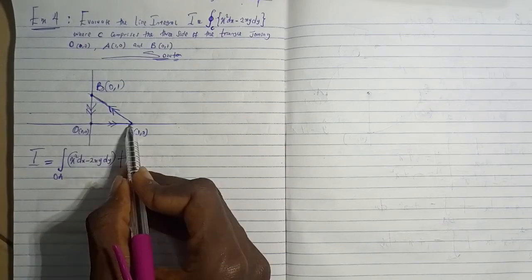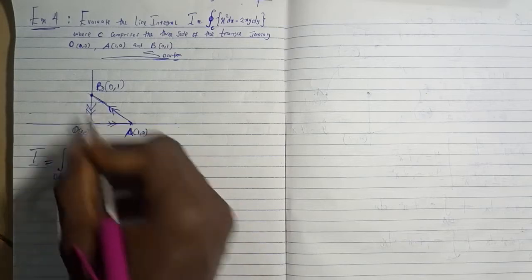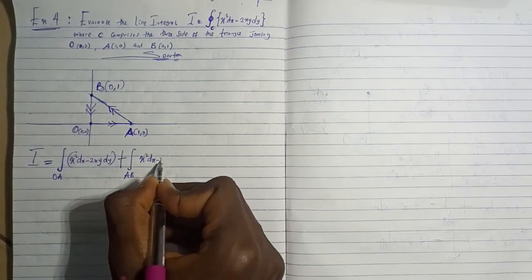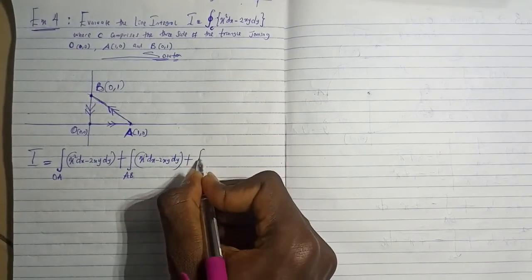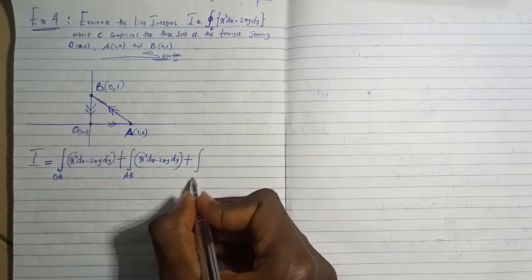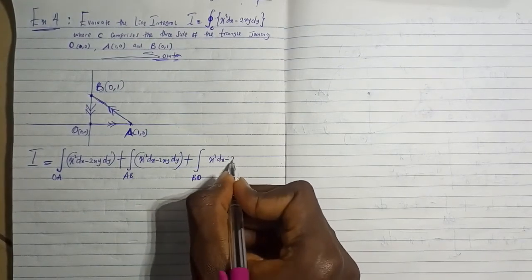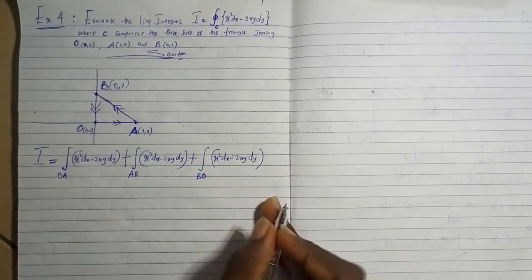This is for part OA. Then I also have part AB. You have to do the same thing for part AB, using the same expression given to you in the question. And finally, what's the final part? That's BO, along the path BO, and that's x squared dx minus 2xy dy. So this is what I have.